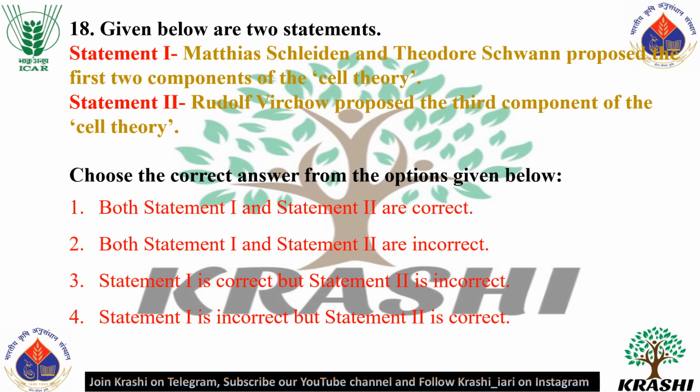Question number 18. Given below are two statements. Statement 1: Matthias Schleiden and Theodor Schwann proposed the first two components of the cell theory. Statement 2: Rudolf Virchow proposed the third component of the cell theory. So both the statements are correct.